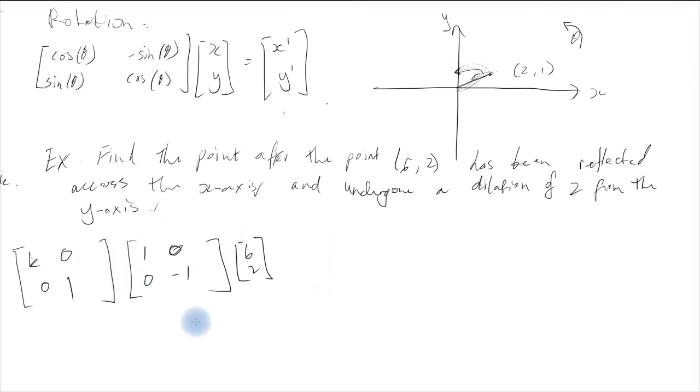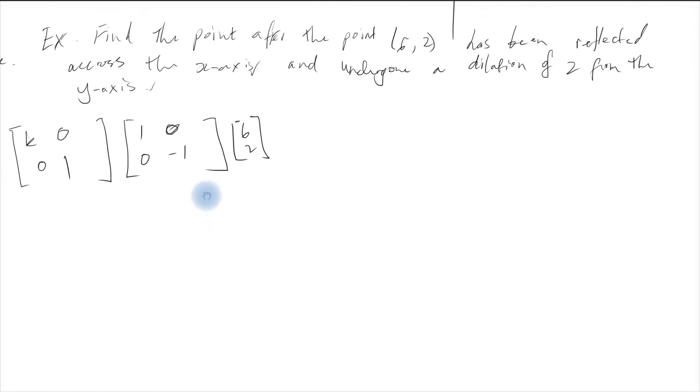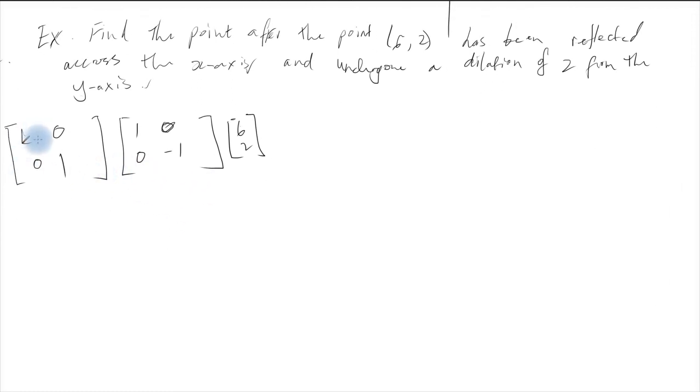Now you remember using the associative law that I mentioned at the very start of this video. It doesn't matter if I do these two matrix multiplication bits first or if I do these two bits first. It's up to you. I generally start on the right hand side and then go backwards. So I'll show you what I mean. I'm just going to leave this one alone, k, 0, 0, 1, and I'm going to do these two bits. So 1 times 6 is 6, 0 times 2 is 0, 0 times 6 is 0, minus 1 times 2 is minus 2.